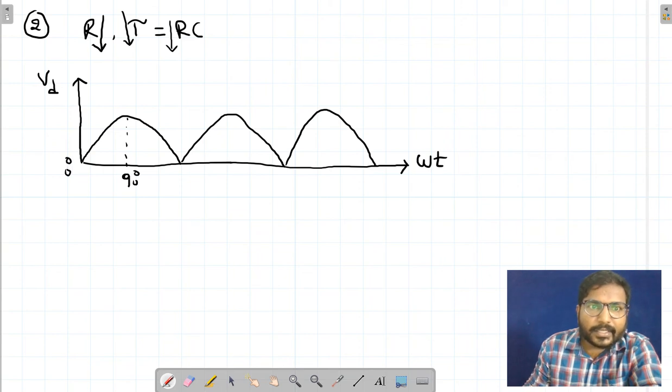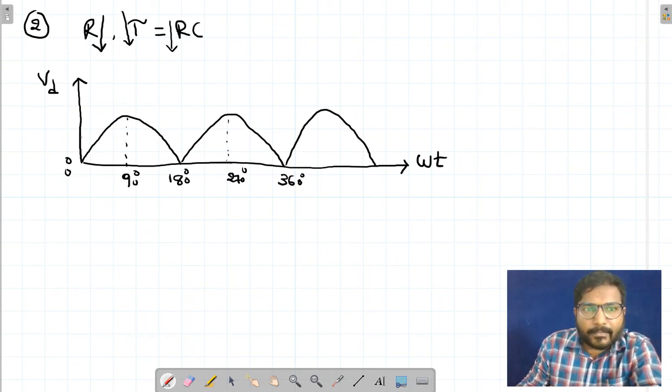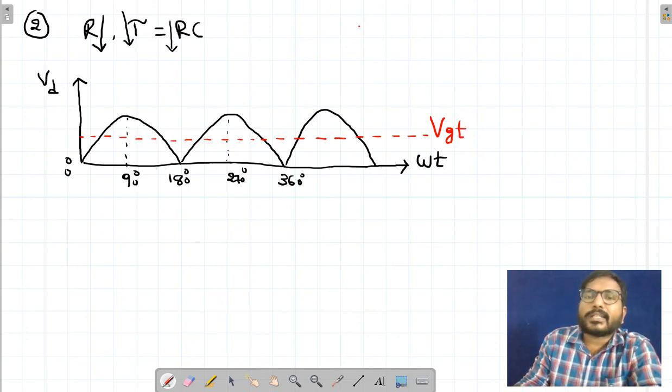Now it is 0 degree, 180, and this is 270 and 360. Right, and this represents the required voltage to trigger the SCR, the required gate terminal voltage, that is the reference voltage. This is VGT.